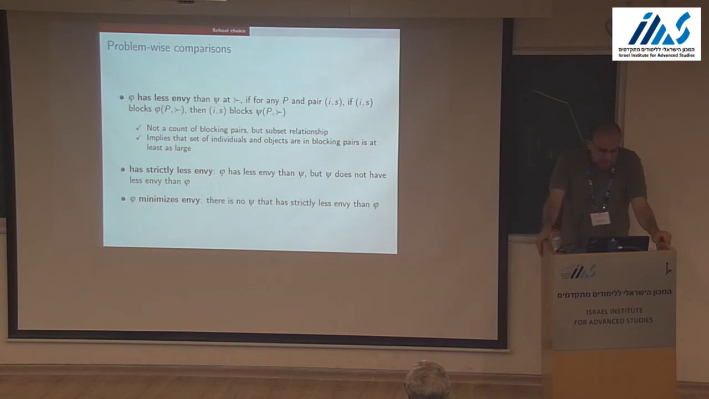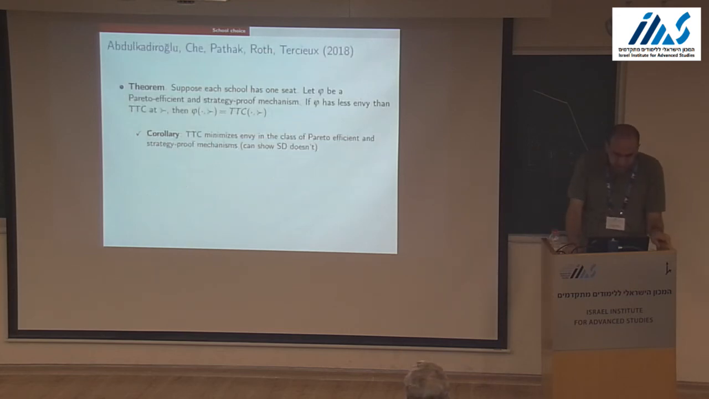And finally, we'll say that phi minimizes envy if there is no mechanism psi that has strictly less envy than phi. Okay. So this is an ordering that I'm proposing, and the reason I'm giving you this ordering is for the following result, okay? So it's a partial ordering, yeah, exactly, yeah.